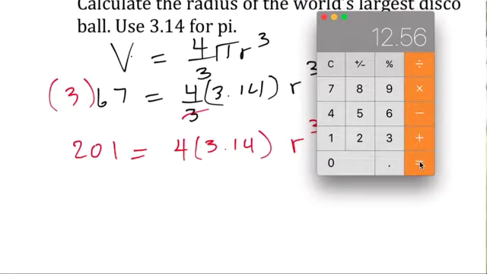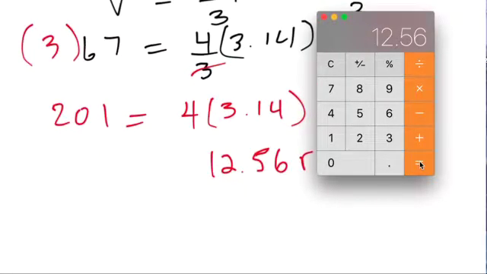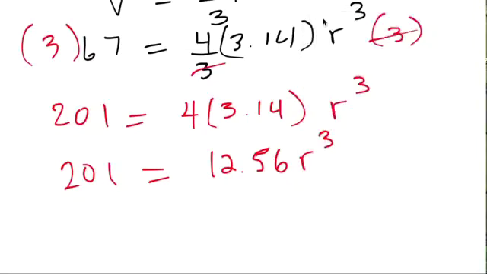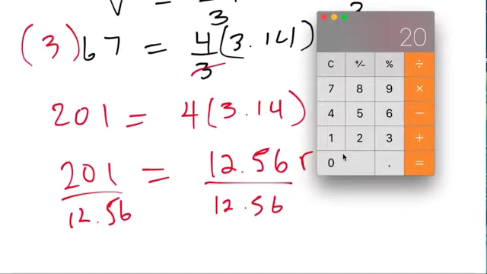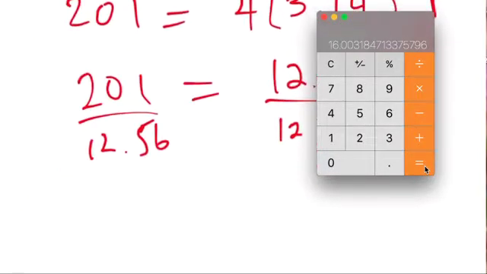So 3.14 times 4 is 12.56 r cubed. All right, and we got 201 equals that. And we divide both sides by 12.56. So we get 201 divided by 12.56. Basically, let's round it to 16.